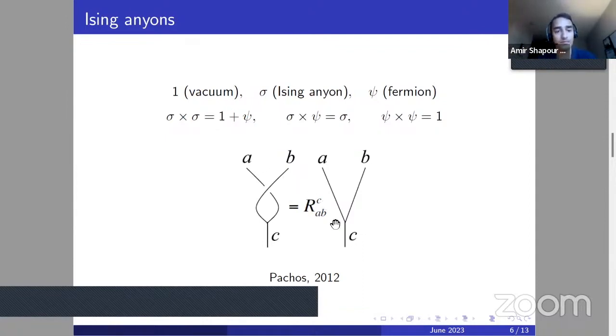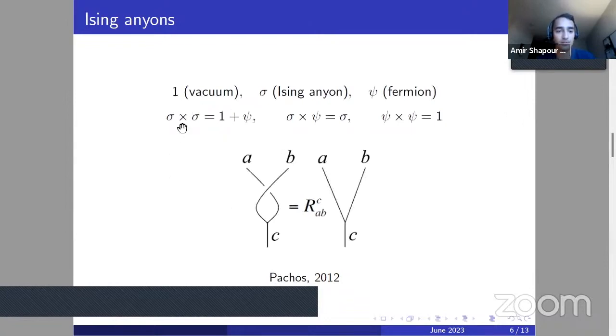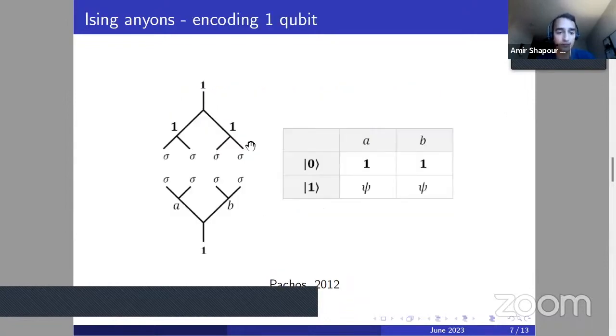Braiding, which is what topological computation is about, is denoted by a bunch of matrices that describe how you can braid things, but I'm not really going to get into that. I'm just going to get into the encoding first. You start off with a vacuum state. 1 times 1 equals 1, so you can split that into two vacuum states. Then each of these ones you can split into a sigma using the first anion rule, and so you get four sigmas.